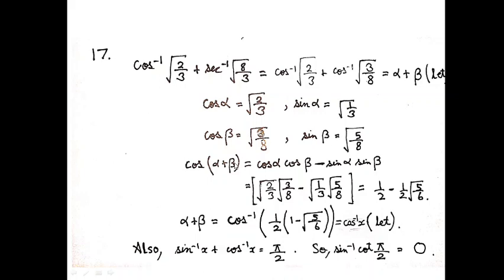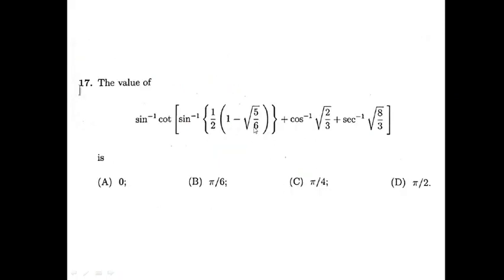Then cos beta will be root 3 by 8, sin beta will be root 5 by 8. So cos of alpha plus beta will be cos alpha cos beta minus sin alpha sin beta. So you will get root 2 by 3 root 3 by 8, cos alpha cos beta minus sin alpha sin beta, and this expression you will get. Now see, alpha plus beta equals cos inverse half of 1 minus root 5 by 6, equals cos inverse x. Let's see this expression, half of 1 minus root 5 by 6, both are the same, so let that be x.